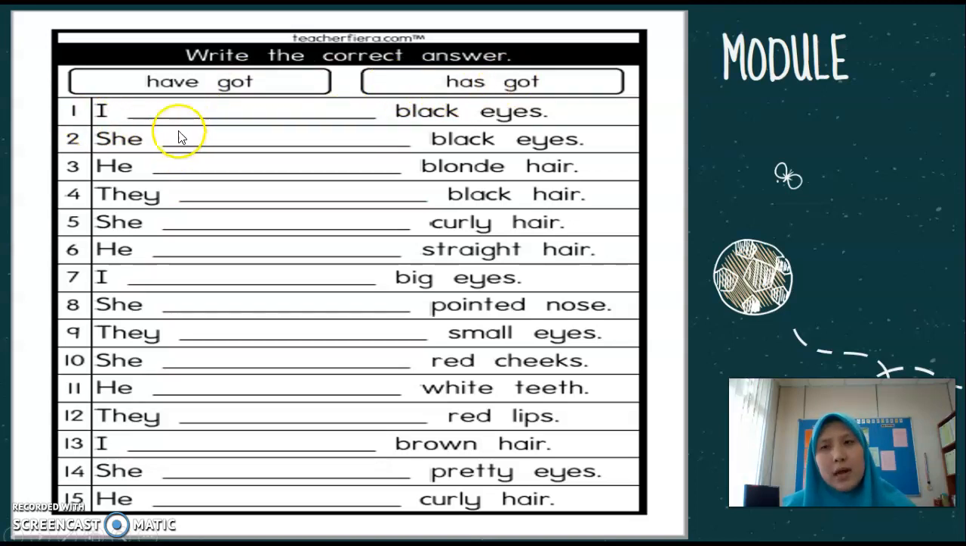For example, number 1, I blank black eyes. I have got black eyes or I has got black eyes. Remember, I use have or use has? Yes, have got. I have got black eyes. Number 2, she blank black eyes. She have got black eyes or she has got black eyes? Yes, she has got black eyes.